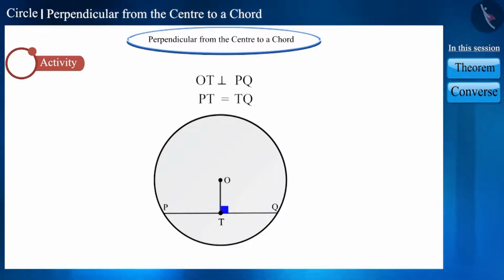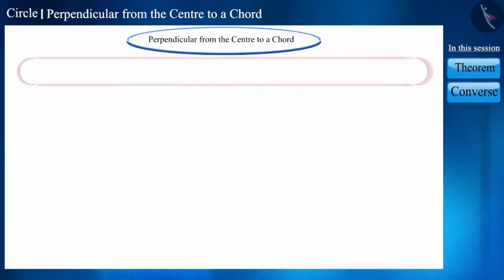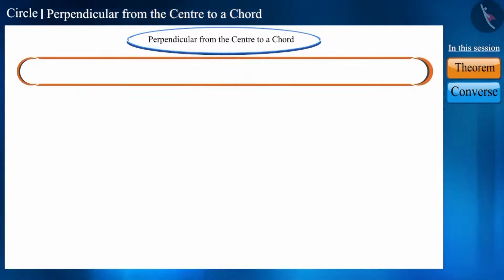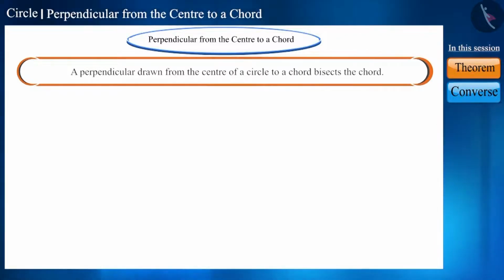Friends, you can repeat this activity by making more circles. You will find that a perpendicular drawn from the center of a circle to a chord bisects the chord. This is a theorem. Come on, let's prove it mathematically.